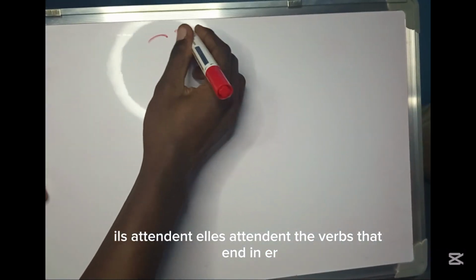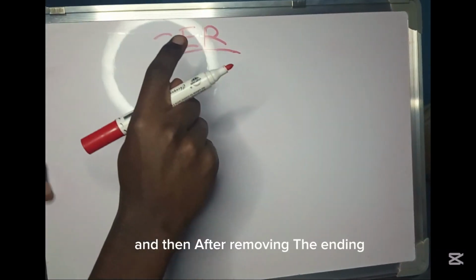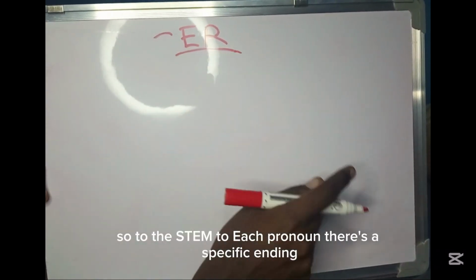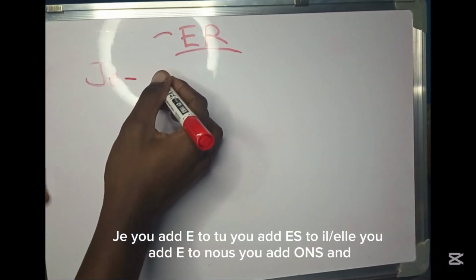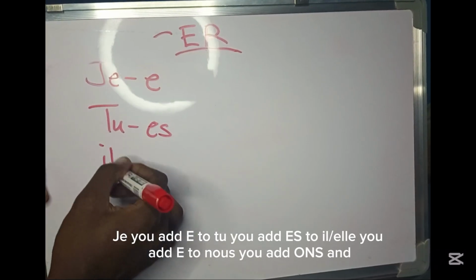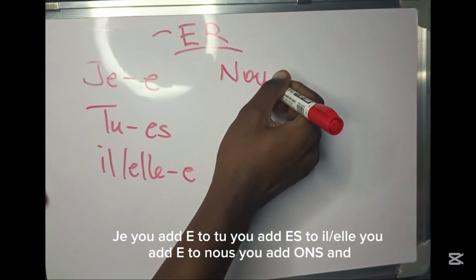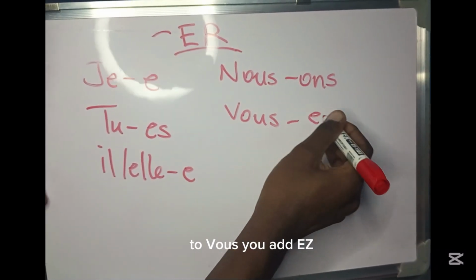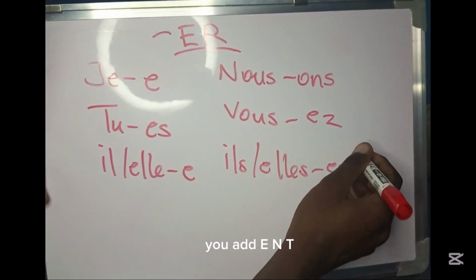For the verbs that end in ER, the first thing you do is remove the ending, and then you remain with the stem. So to the stem, for each pronoun, there's a specific ending that you add. To je, you add E. To tu, you add ES. To il, elle, you add E. To nous, you add ONS. To vous, you add EZ. And to ils, elles, you add ENT.